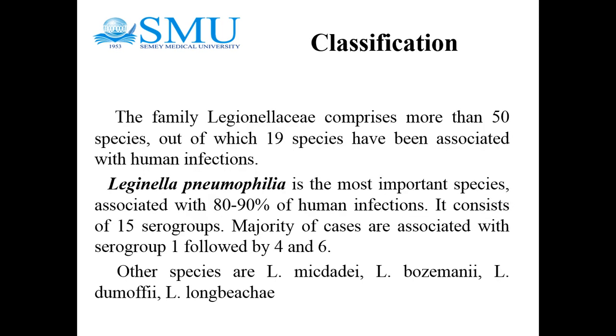Classification: the family Legionellaceae comprises more than 50 species, out of which 19 species have been associated with human infections, and Legionella pneumophila is the most important species, associated with 90% of human infections. It consists of 15 serogroups. The majority of cases are associated with serogroup 1, followed by 4 and 6. Other species are Legionella micdadei, Legionella bozemanii, Legionella dumoffii and Legionella longbeachae.